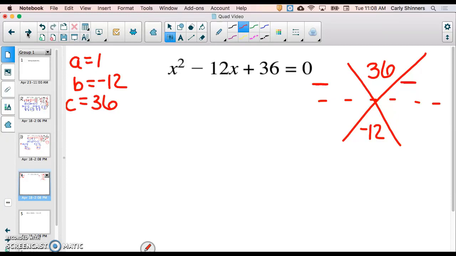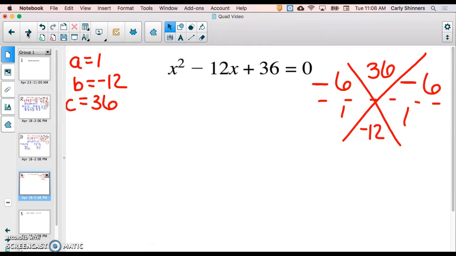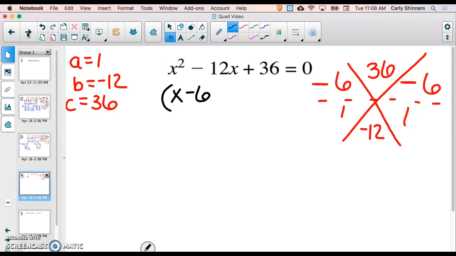And negative 6 times negative 6 gives me 36, and negative 6 plus negative 6 is negative 12. My a value, which I forgot to put under my dotted line, is just 1. So that means I'm not going to have to slide, right? Negative 6 divided by 1 just gives me negative 6 for both. So when a is 1, you're not going to have to slide.